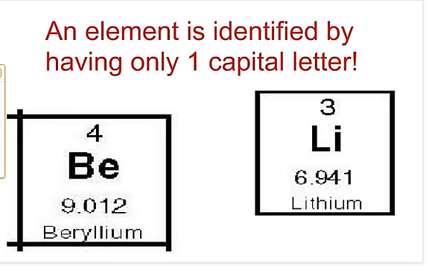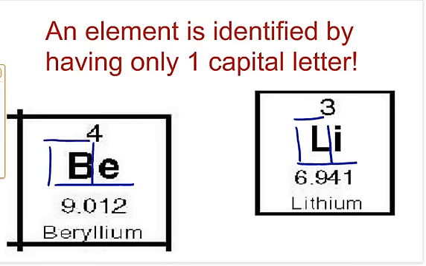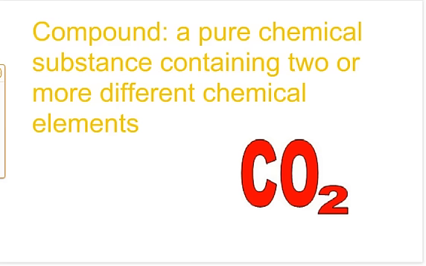An element is identified by having only one capital letter. Let's look at lithium right here. There are more than one letters. However, there's only one capital letter, which is the L, and that's how we identify that it's an element. Beryllium is the same way. There's more than one letter, but there's only one capital letter. So one capital letter is how we tell that it's an element.